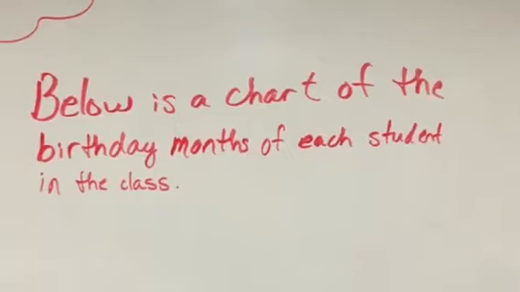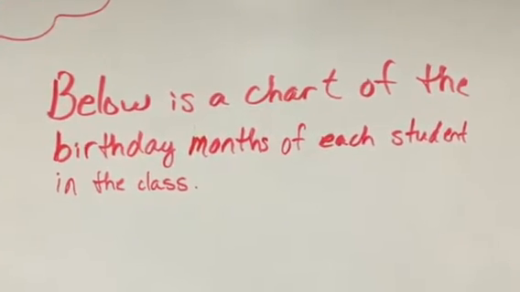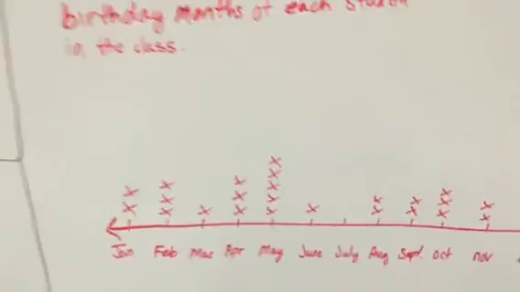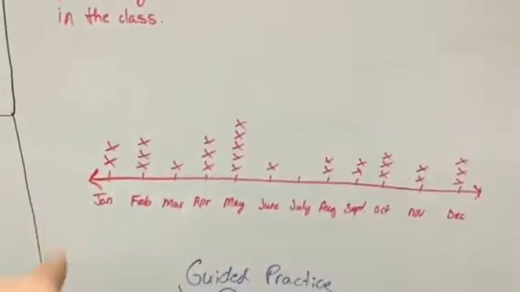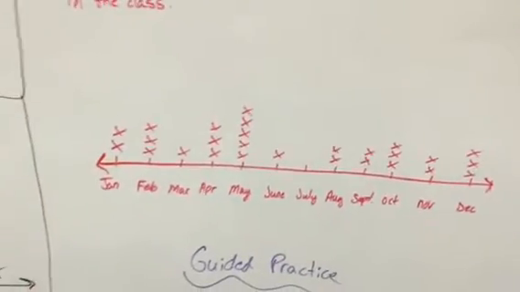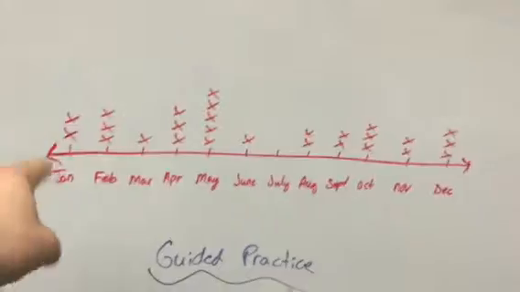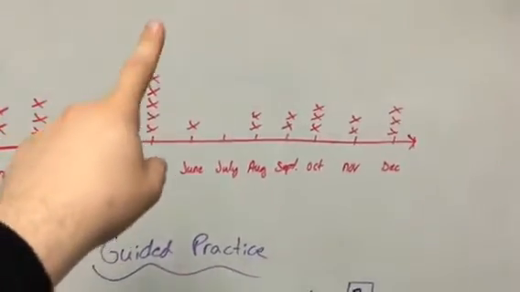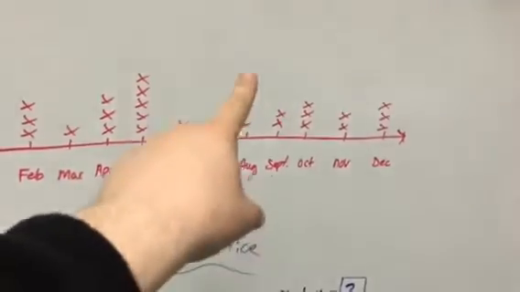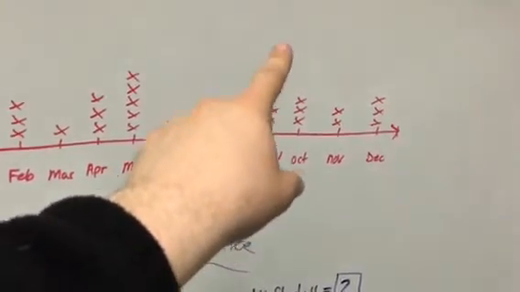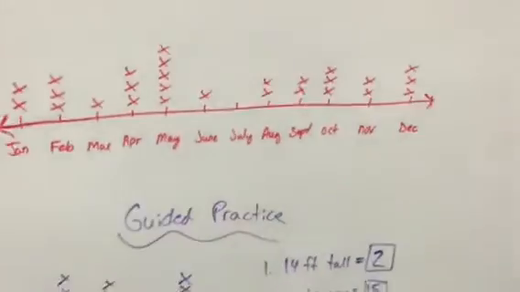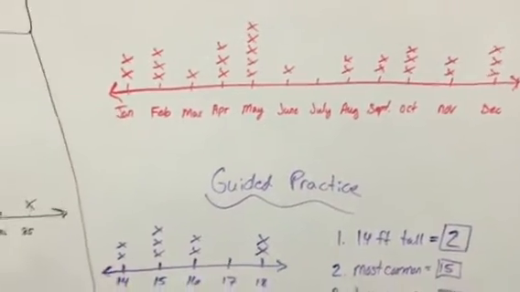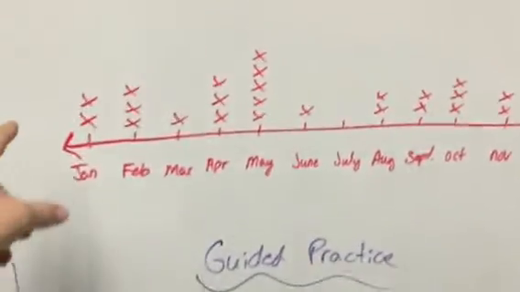So let's look at one that's already been made and see if we can get some more information out of it. Below is a chart of the birthday months of each student in the class. We can see there's 2 in January. That means 2 kids in the class have January birthdays. There's 3 February, 1 March, 3 April, 5 May, 1 June, no July, 2 August, 2 September, 3 October, 2 November, and 3 December.